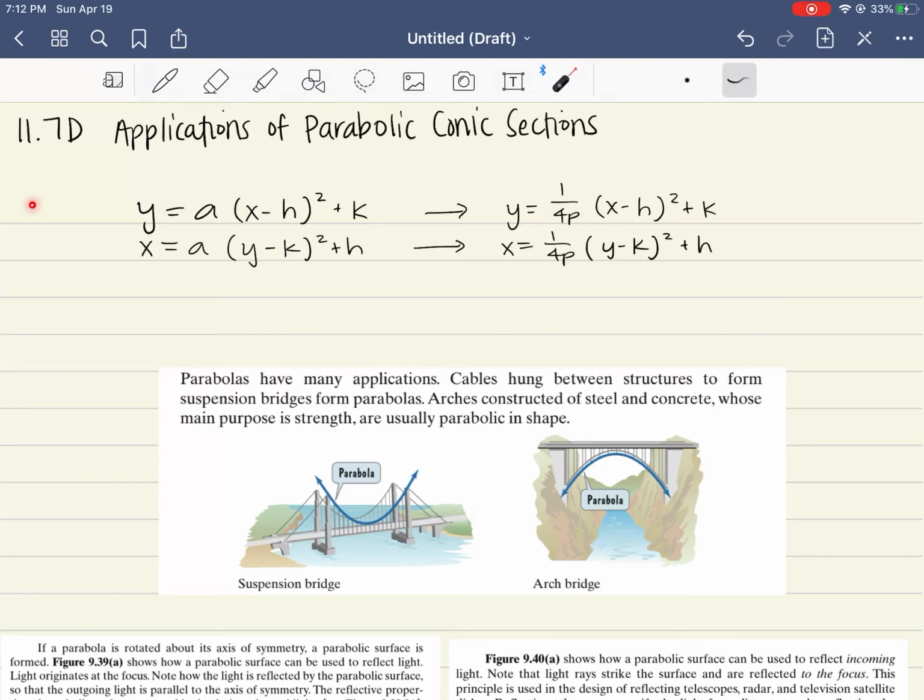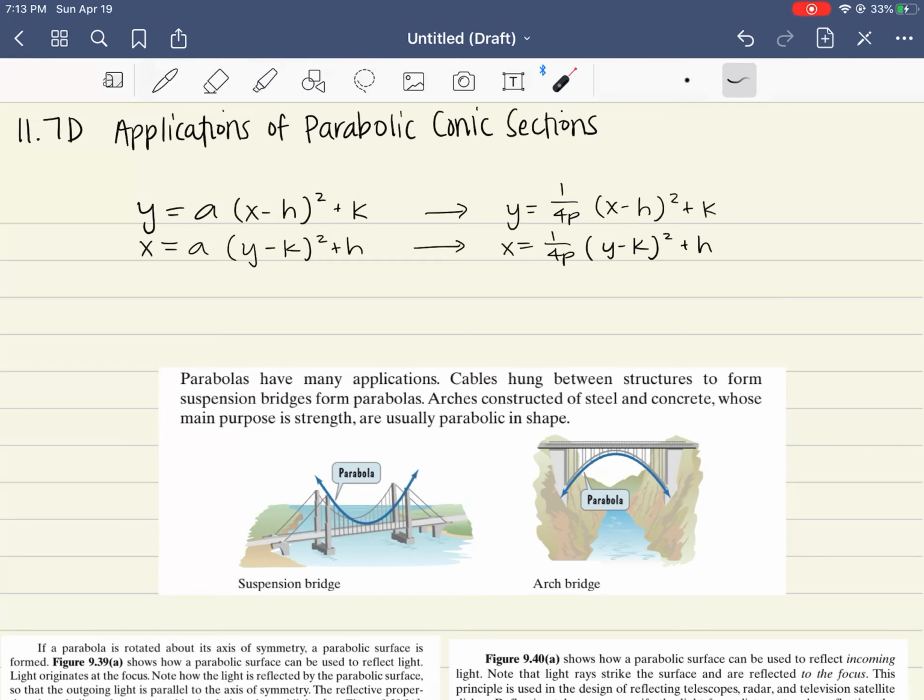I wrote the equations on here just to kind of remind you. So remember, this is where we started with parabolas. Our vertex form, y is equal to a(x minus h) squared plus k. That's our nice little vertex form where h and k represented the vertex, right? And the only thing we changed with conic sections is we put 1 over 4p right here. This just helps us if we want to find the focus, right? Because the p represented how far away the focus was from the vertex. So we could find where that focus should be.